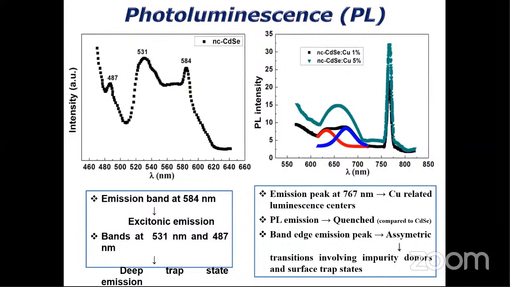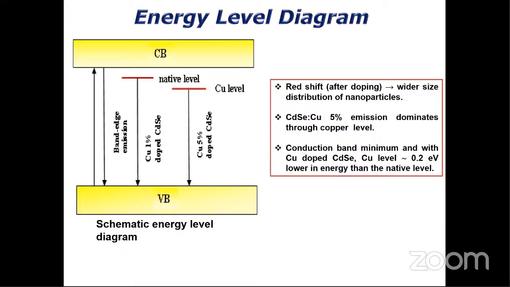As compared to the cadmium selenide peaks, the band edge emission peak is asymmetric, which is due to the transitions involving impurity donors and surface trap states which are present in the films of these materials. And if you look at the schematic energy level diagram, you can understand the things.